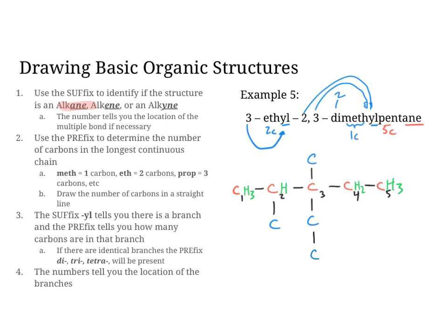Now I'm going to go to the branches. The first branch, the methyl branch, has 1 carbon bond, so it's going to be an H3. The other methyl is going to be an H3. The 1st carbon on the ethyl is going to be an H2, and the 2nd carbon on the ethyl is going to be an H3.